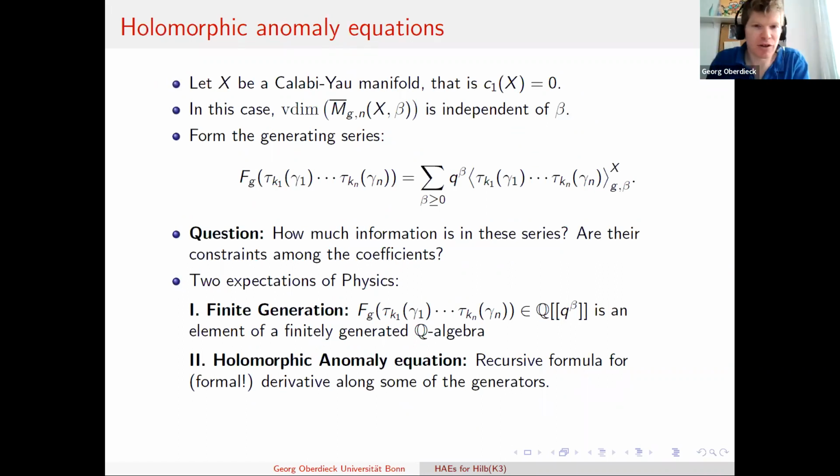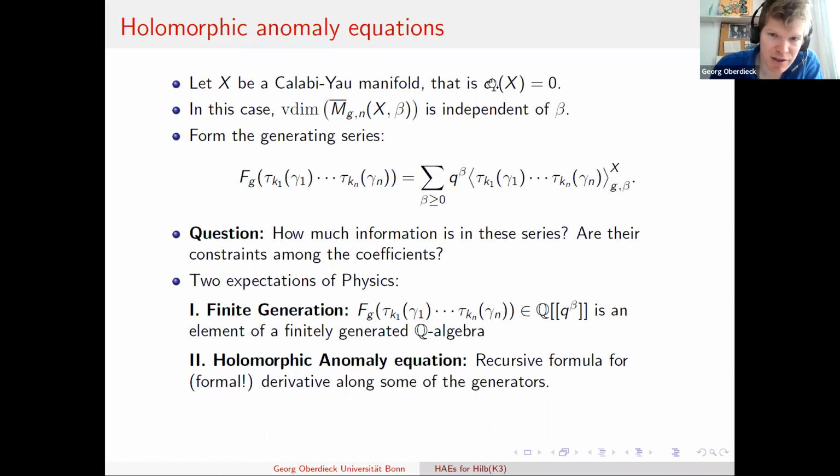Okay, so what is the holomorphic anomaly equation? And that's in some sense, well, you can view this in several ways. One way to view this is as a tool to compute these invariants for a special case, namely for Calabi-Yau manifolds. So let's say X is a Calabi-Yau manifold, by which I just very simply mean that C1, the first Chern class of your X, is 0.